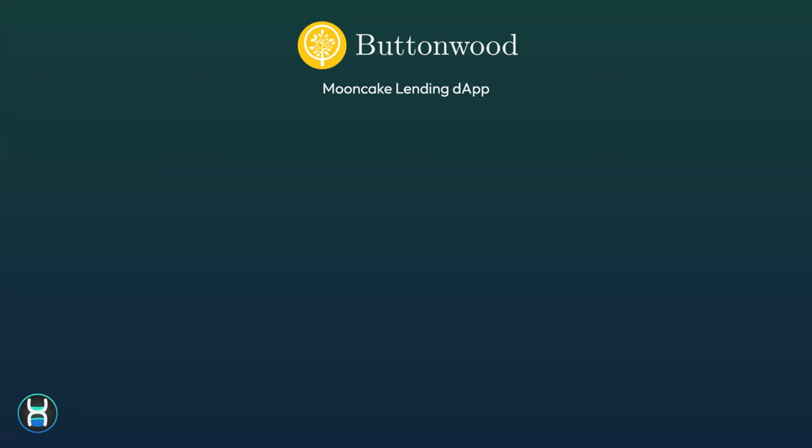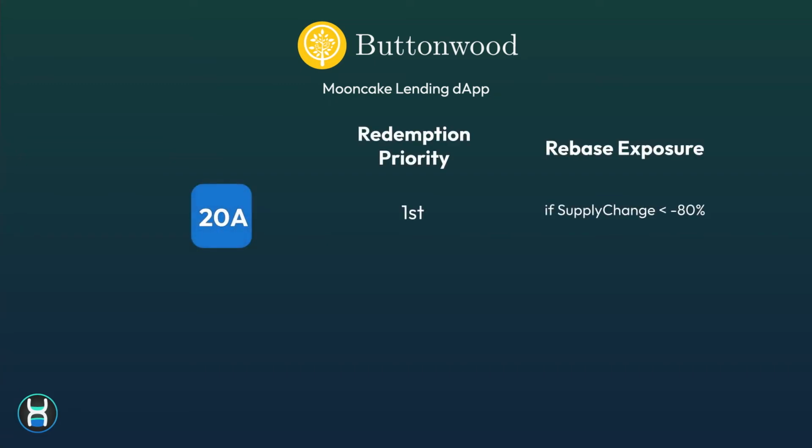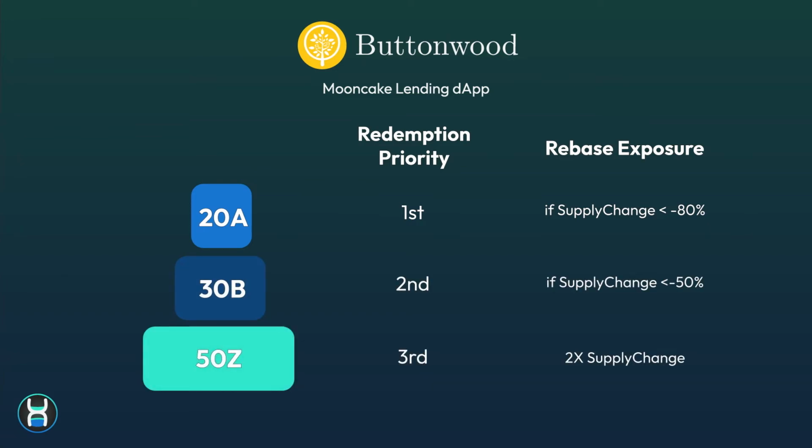The important takeaway is that since A tranche gets to redeem first, it is protected against Ample's rebase effect as long as supply doesn't drop below 80%. In exchange for giving A and B that safety, the Z absorbs the rebase effect of its own Ample plus that from the A and B tranches. This makes Z a 2x long position with higher risk and higher reward.